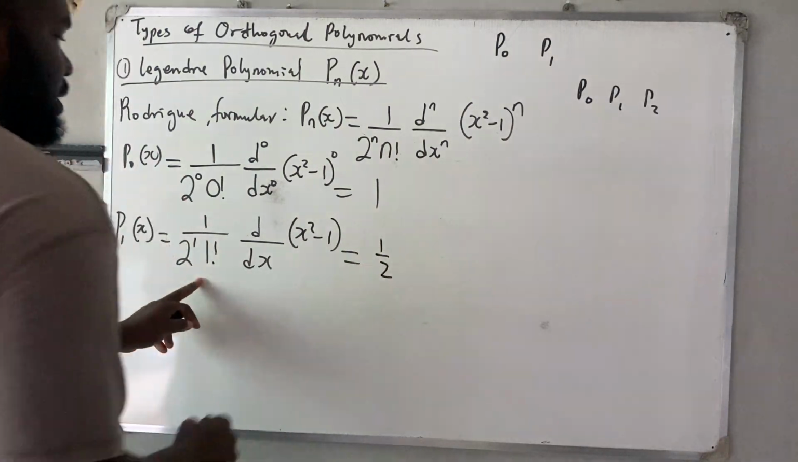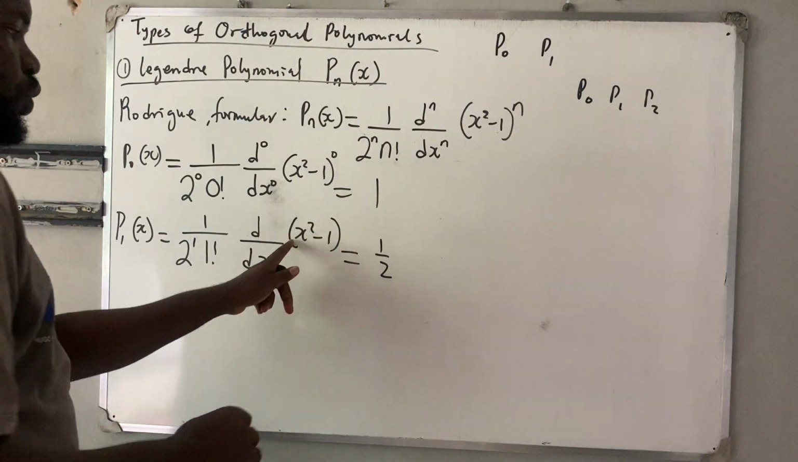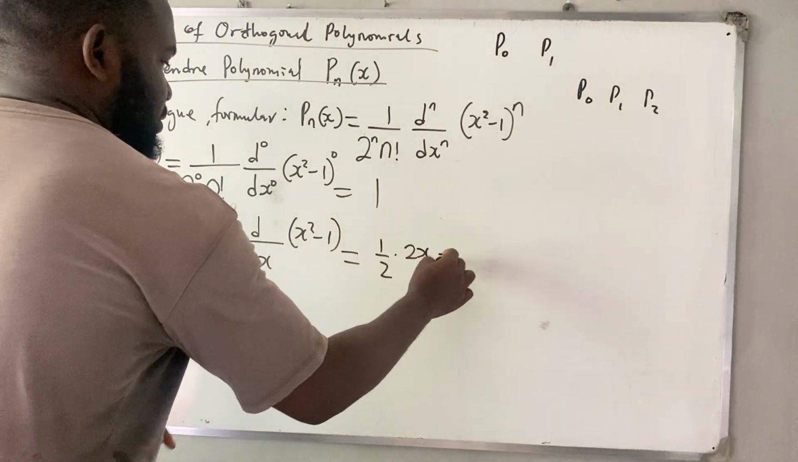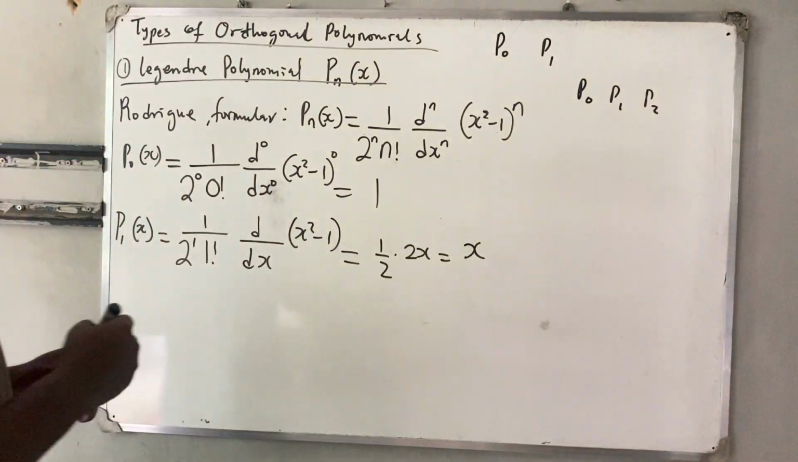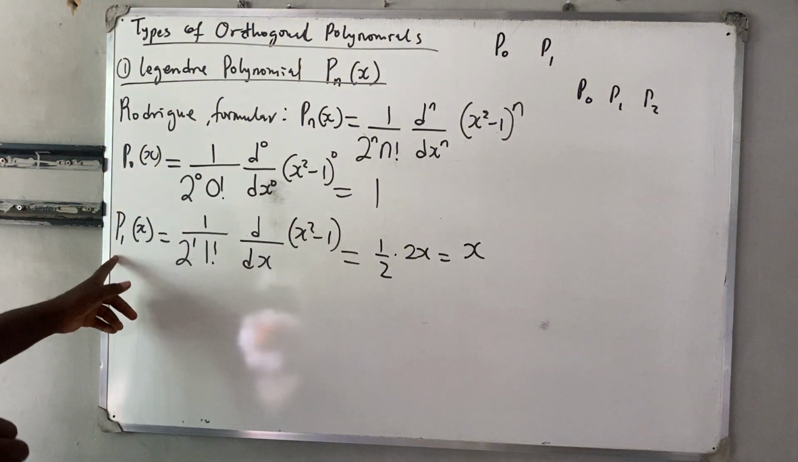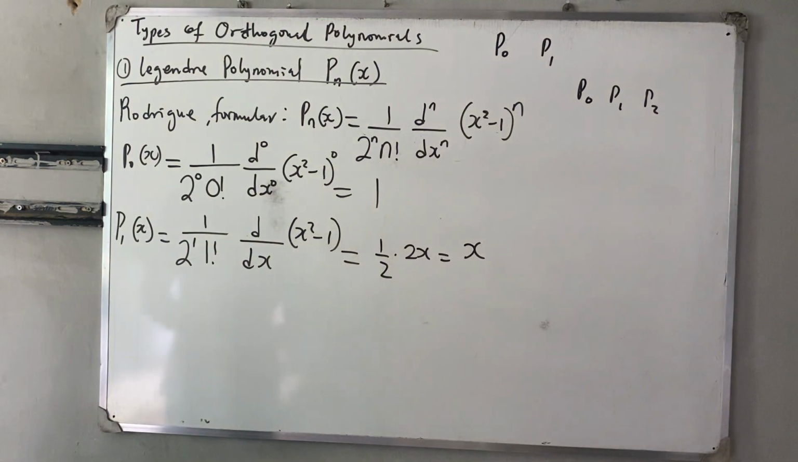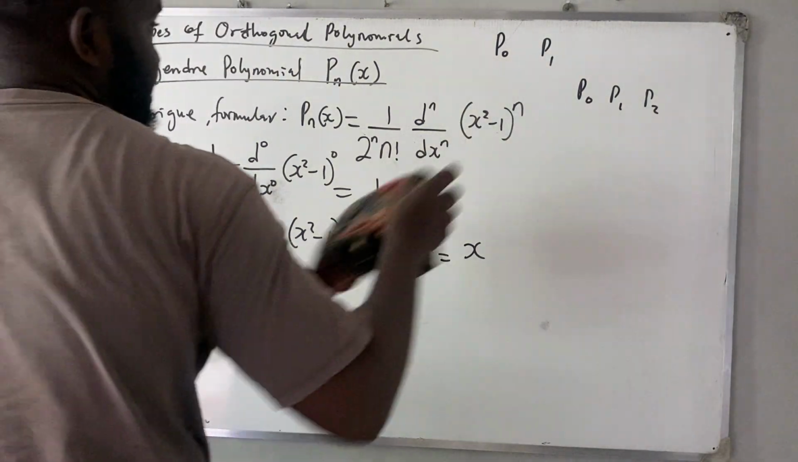1 over 2 is here. So the differentiation of this will give you 2x. So 2x. So the differentiation of this one is gone. So 2 cancelling 2, I'm having x. So the P1 of Legendre is x and it does not change. So note that. We are going to use it in our example we are going to solve.